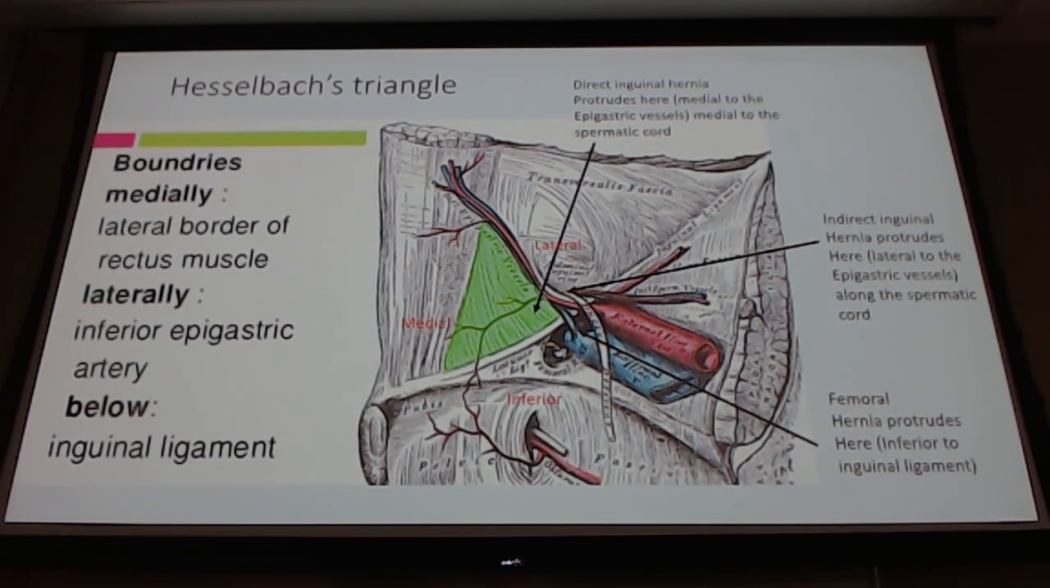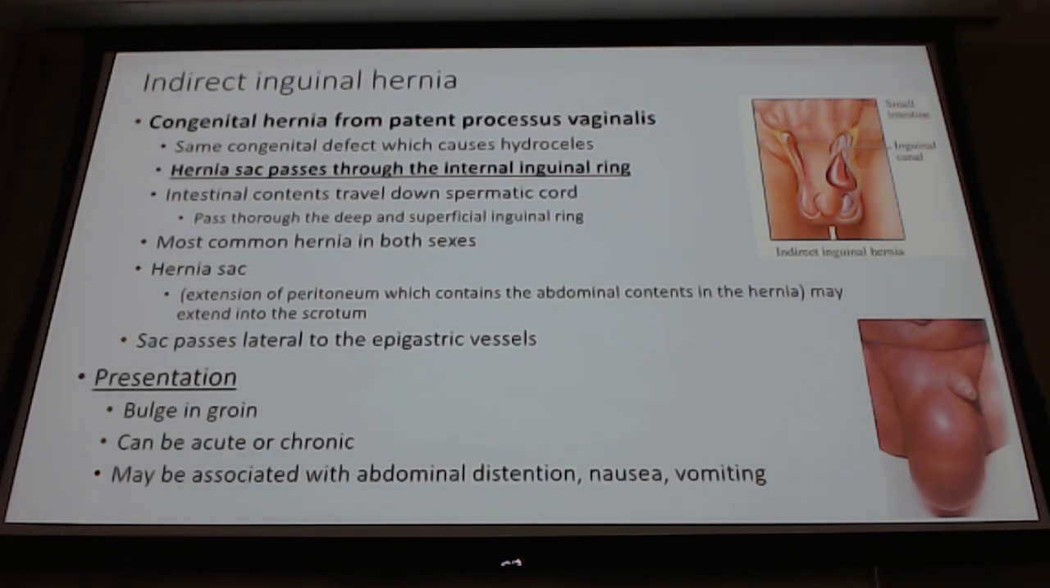Does anybody need me to go over this again? No? Cool. Alright. So, when we're talking about indirect inguinal hernias, so not direct, we're not talking about Hesselbach's triangle. This is outside Hesselbach's triangle. This is lateral to it. Okay? It's normally a congenital hernia, from a patent processus vaginalis. Okay? It's a fetal remnant.